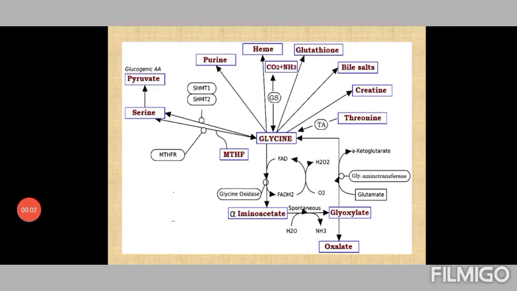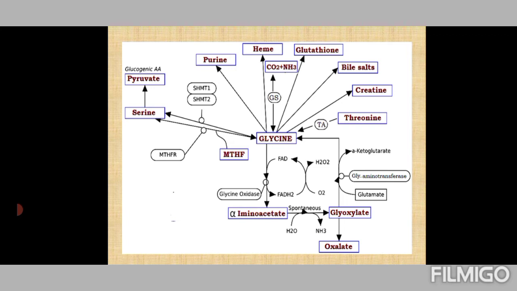Now, coming back to the overview of glycine metabolism, both the synthetic and degradative pathways are shown here. Glycine can be a precursor to a number of important biomolecules, which are shown here. Glycine can give rise to purine, it can give rise to heme, as shown, and glutathione, and glycine can conjugate with bile acids to give rise to bile salts. Glycine can be converted to creatine, which will give rise to creatine phosphate, a high energy compound, and then creatinine also. All these reactions we will discuss one by one.